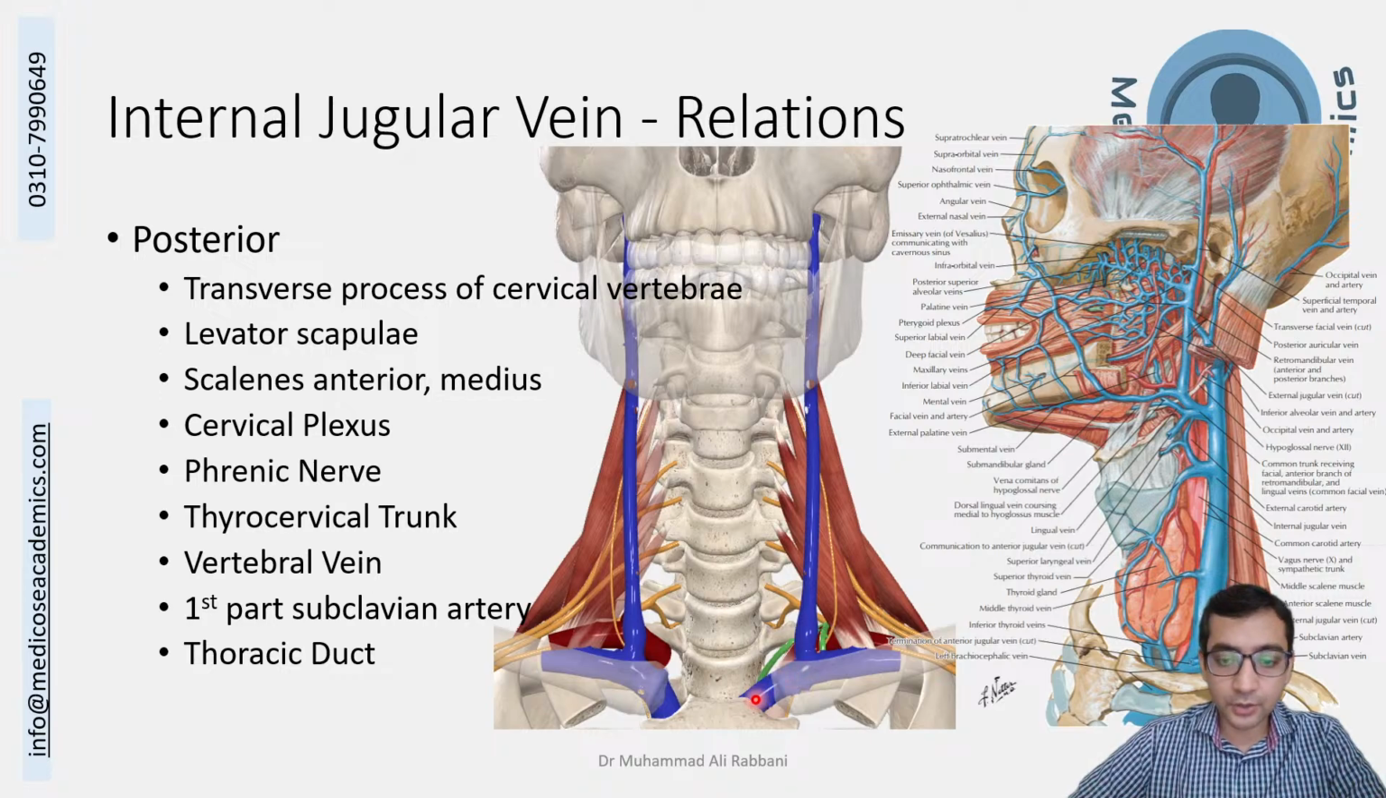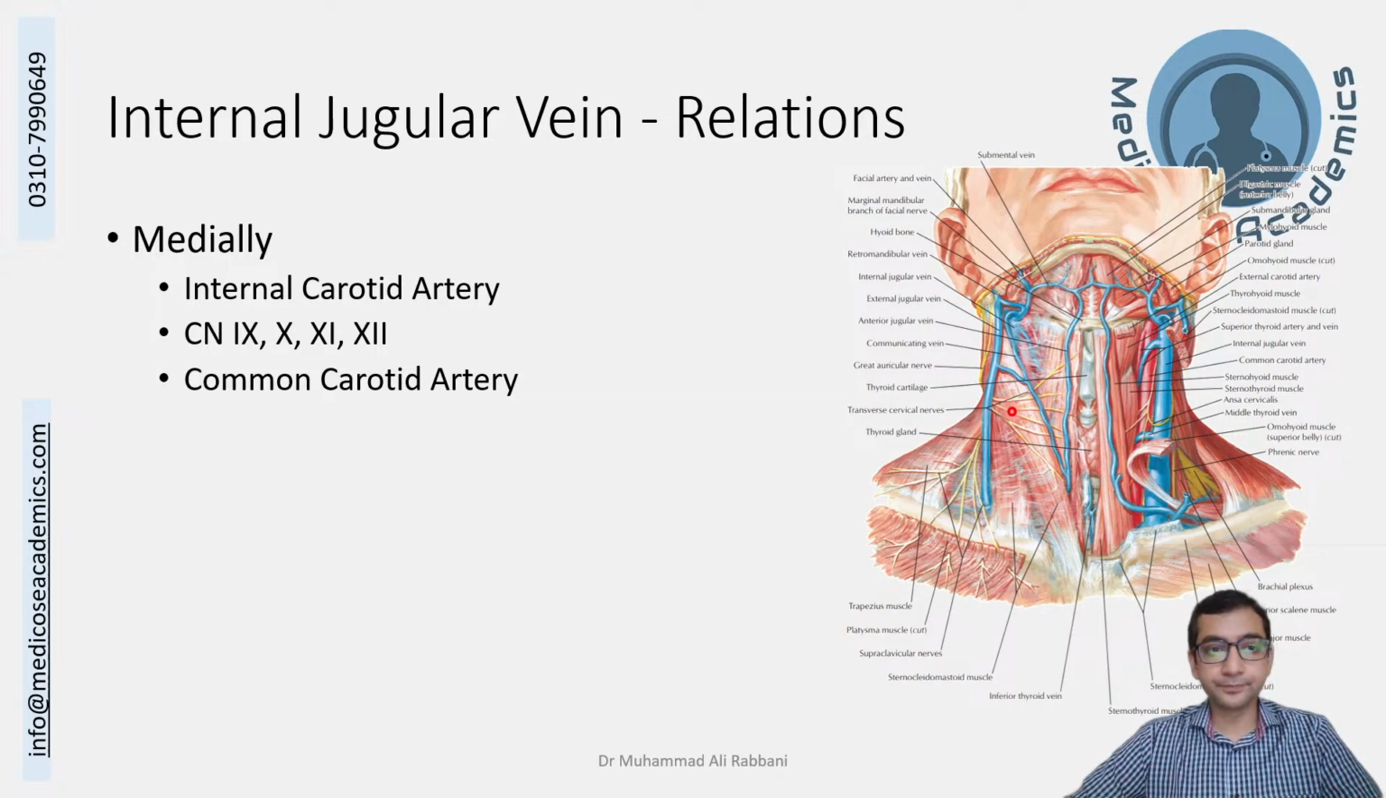It moves behind it, and you can see the thoracic duct as it jumps from the back of the thorax over the subclavian artery and joins the subclavian vein. It is moving behind the internal jugular vein too. So these are the structures that are related to the internal jugular vein.